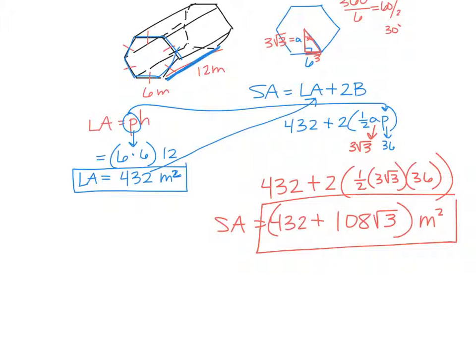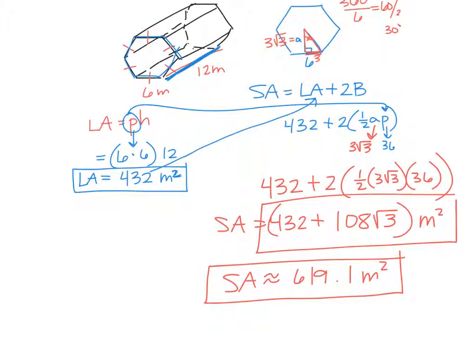Most of the time on these, they don't ask you to leave it like that. They'll just say, find it to the nearest tenth. So 432 plus 108 rad 3 comes out to a surface area of approximately 619.1 square meters. It's a lot of steps. Okay. Questions on that?